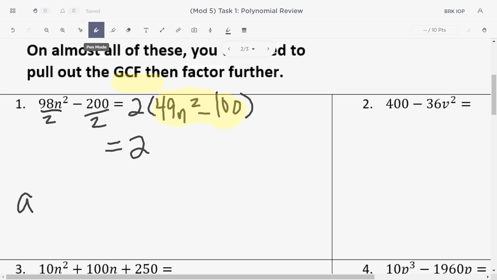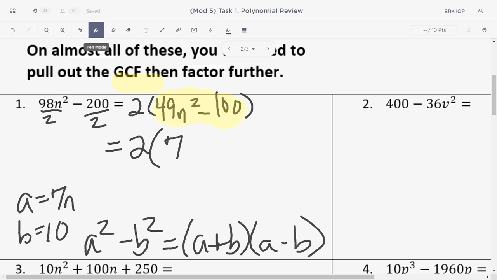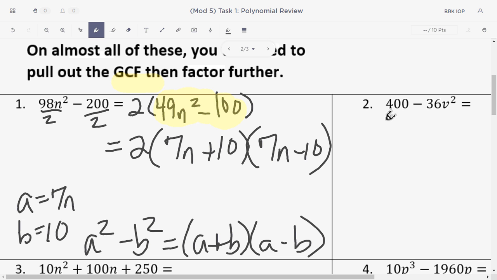My a is the square root of 49n squared, which is 7n. My b is 10, square root of 100. And I'm using difference of squares. You don't have to write this part, but if you didn't remember what difference of squares is, that's that. So it's going to be (a plus b)(a minus b). And that's our answer. So when I say you need to do the GCF and then factor further, here I pulled out the 2, that's the GCF, and then I did difference of squares. That's the factor further.